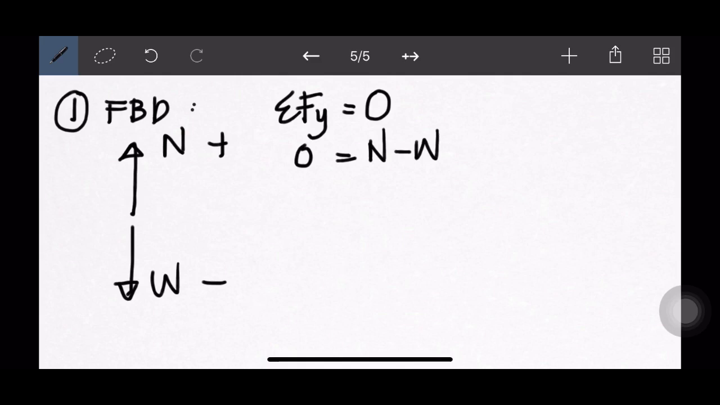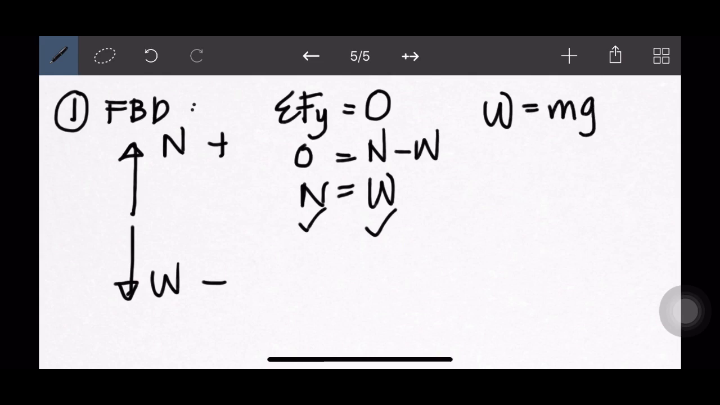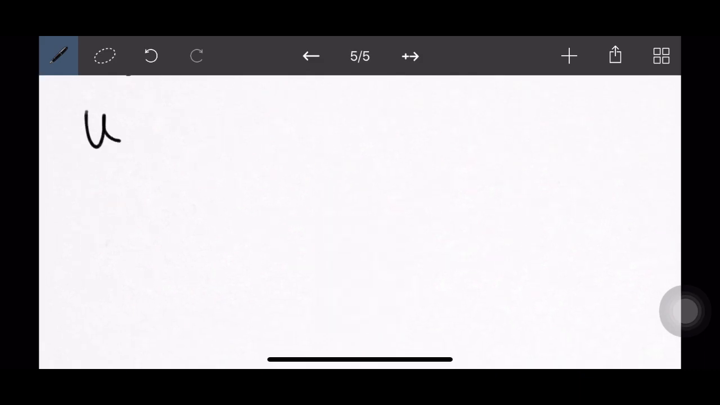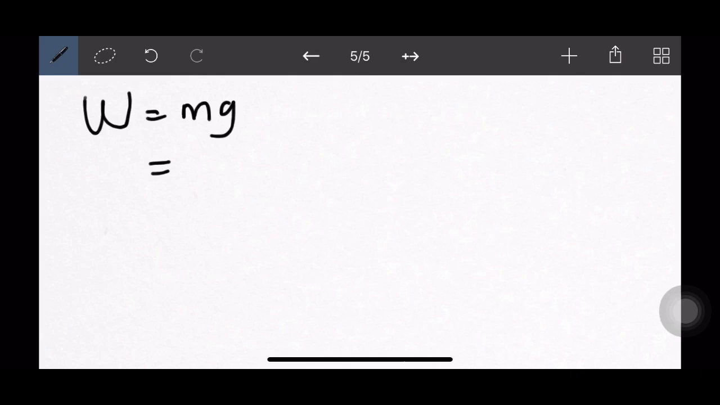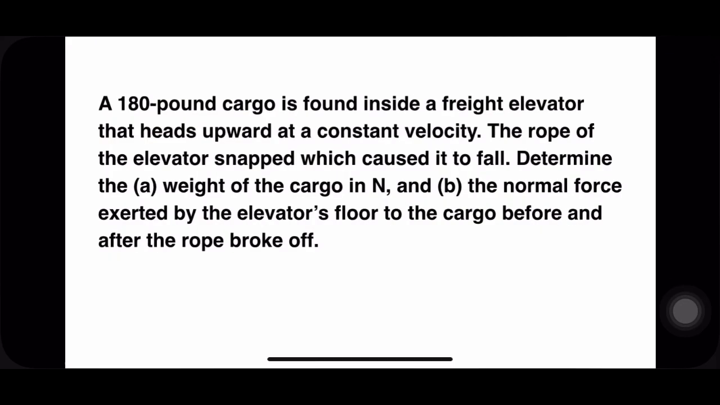Okay, so N is equal to W, so they should be the same with each other. So what is the value for W? From our formula, weight is equal to mass times gravity, right? So we have it here. Weight is equal to mass times gravity, where the mass of the cargo is 180 pounds, okay?